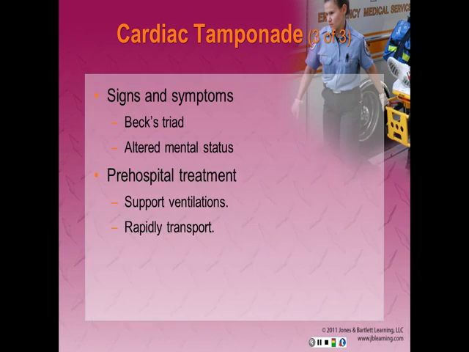Signs and symptoms include Beck's triad. Beck's triad, and you need to know this, is distended or engorged jugular veins seen on both sides of the trachea, a narrowing pulse pressure, and muffled heart sounds. You will also see altered mental status due to decreased blood flow to the brain. Pre-hospital treatment involves supporting ventilations with positive pressure ventilations if needed, but know that they can pose a risk of hypoventilation, and rapid transport to a facility capable of intervention.